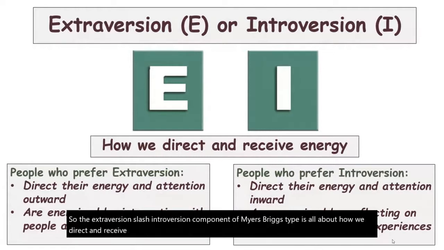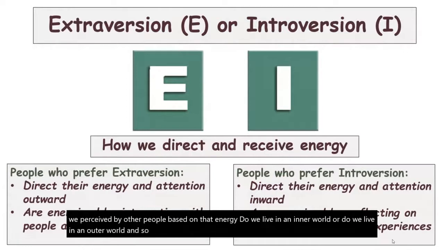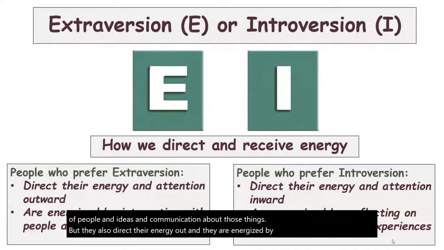So it's really like, how do we show up in the world? How are we perceived by other people based on that energy? Do we live in an inner world or do we live in an outer world? The extroverted type tends to not only live in that outer world of people and ideas and communication about those things, but they also direct their energy out. And they are energized by the people and the ideas and the activities that are happening around them.